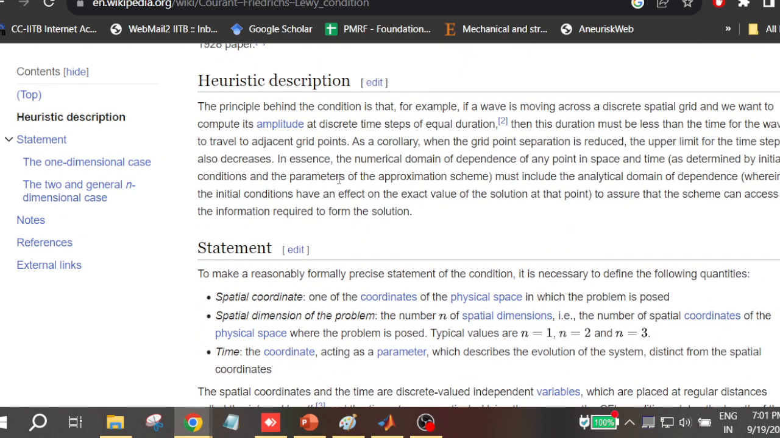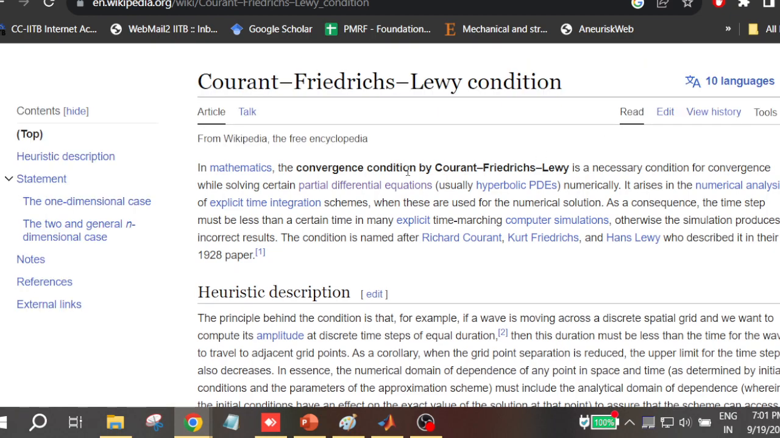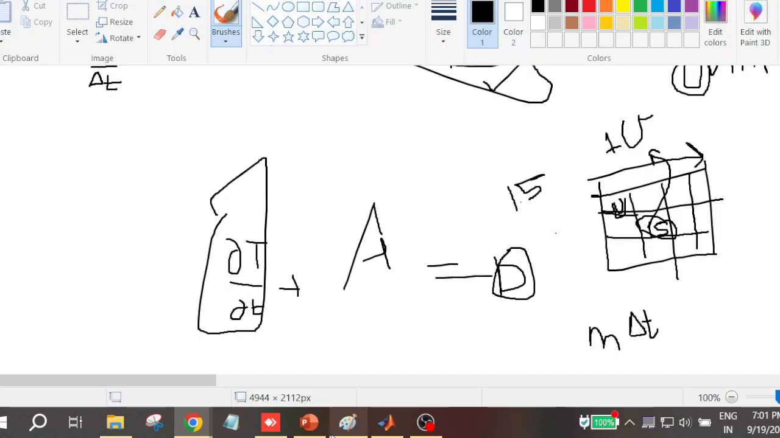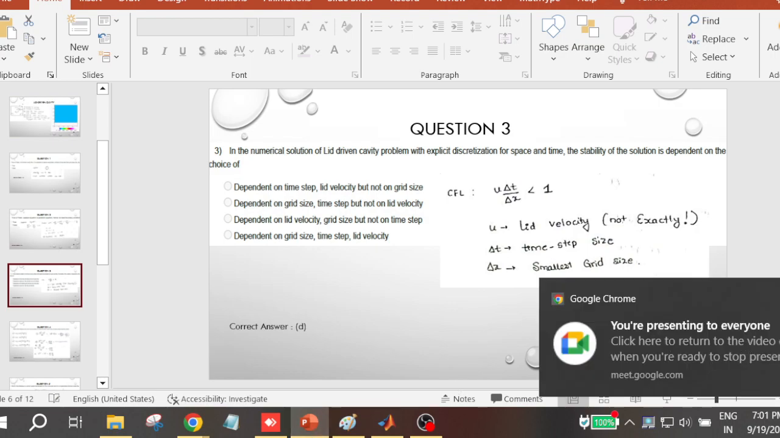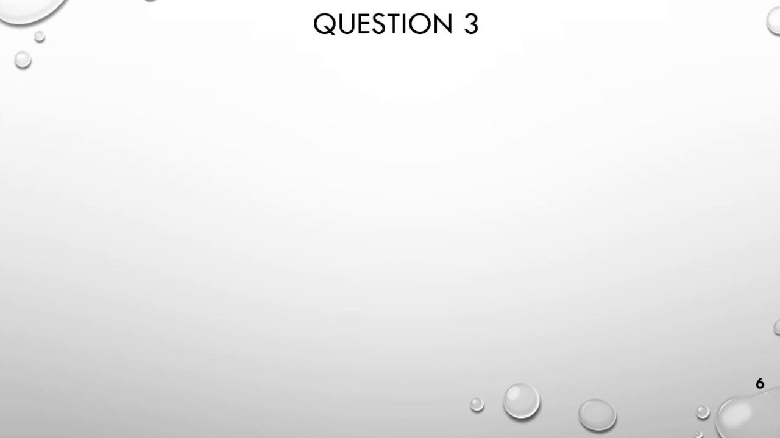You should know how it has come. Maybe you can go through the derivation also. This was the person who came up with that. Understood? Yes, sir. So this criterion determines the stability of the solver. Yes, this is very important. We do check it at each and every time step.